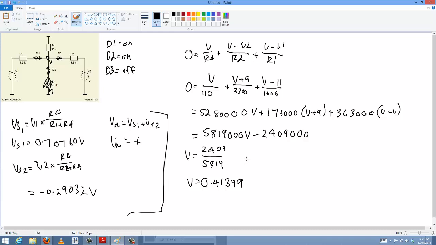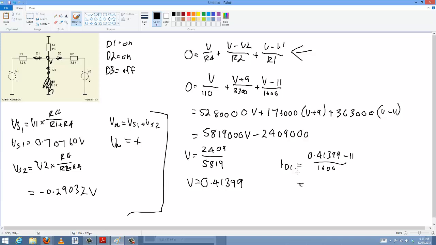And basically, just to get the currents going through D1 and D2, we just refer back to these equations that we got for nodal. ID1 is going to be 0.41399 minus 9, so plus 9 on R1. Oh no, let's try again. Minus 11 on R1, which is 1600. So 0.41399 minus 11 divided by 1600.